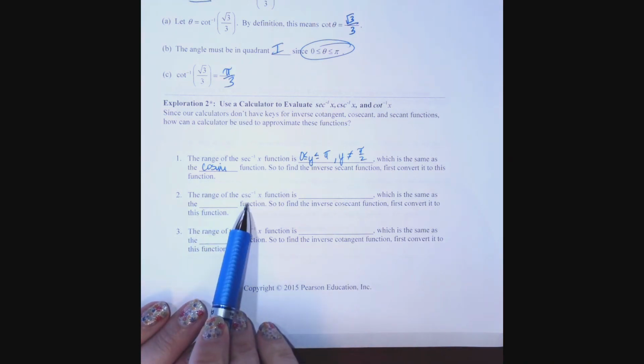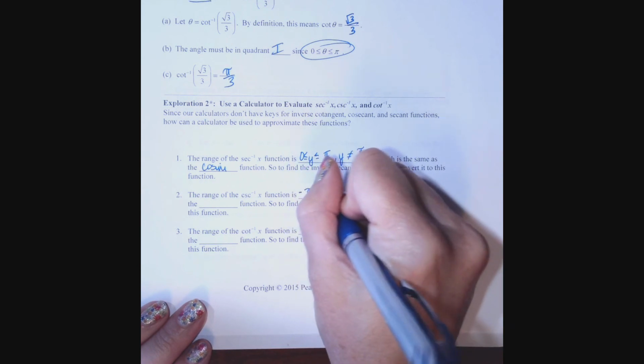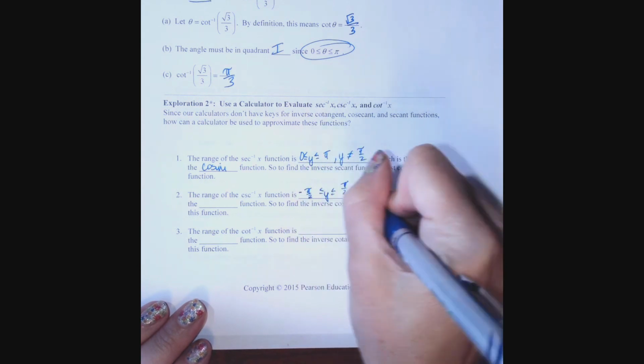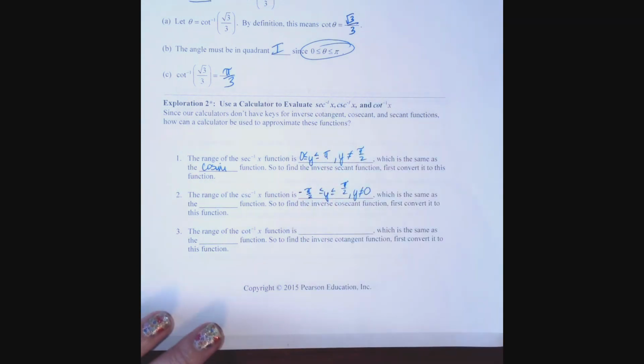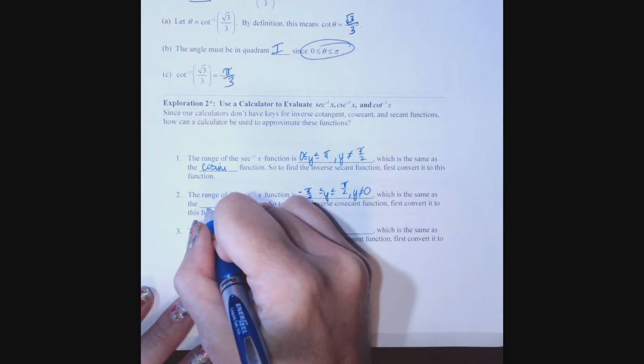The range of cosecant inverse is from negative pi half to positive pi half, except at 0, because that's where it's undefined. To find cosecant inverse, we're going to use sine inverse.